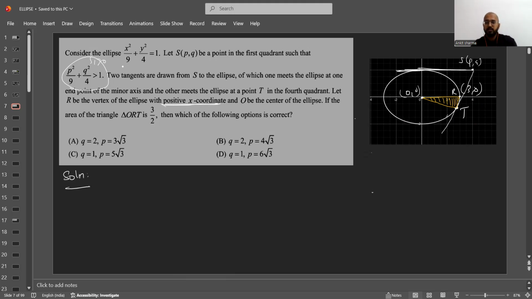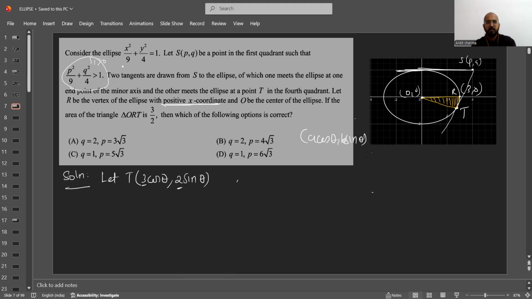And now what else do we need? We don't have point T. So point T we can find out. Let the coordinates of point T be 3 cos theta, comma 2 sine theta. So that's how we assume a point on the ellipse. A point on the ellipse is a cos theta, comma b sine theta. So here a is 3 and b is 2. Now this is my point T.